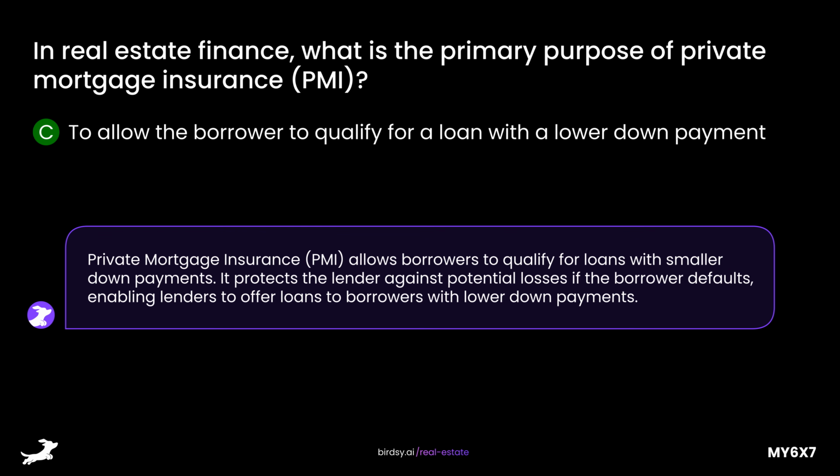Private mortgage insurance allows borrowers to qualify for loans with smaller down payments. It protects the lender against potential losses if the borrower defaults, enabling lenders to offer loans to borrowers with lower down payments.